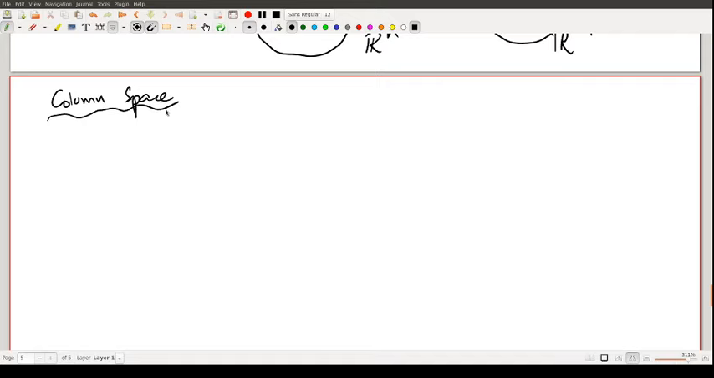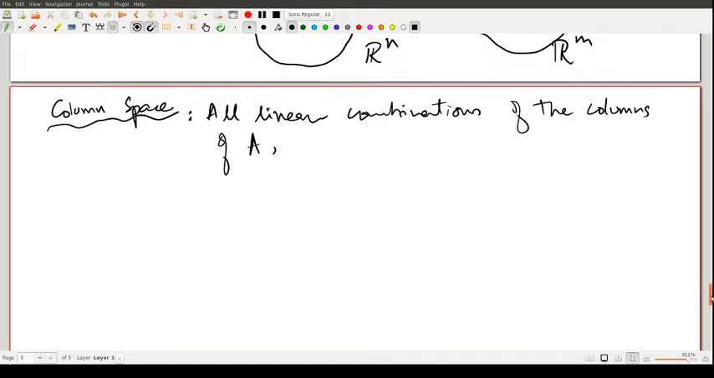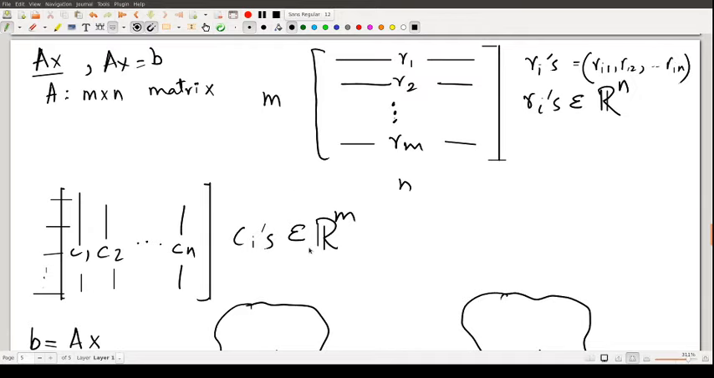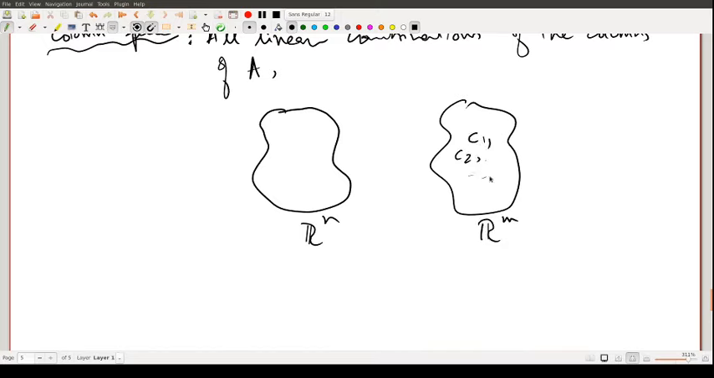The column space is actually made up by all linear combinations of the columns of A. Just like I said before, the columns of A are going to be in the space Rm. Since we have these two vector spaces, Rn and Rm, the columns C1, C2 and so on are in this space. And if you start taking linear combinations of these, then again you have another subspace.